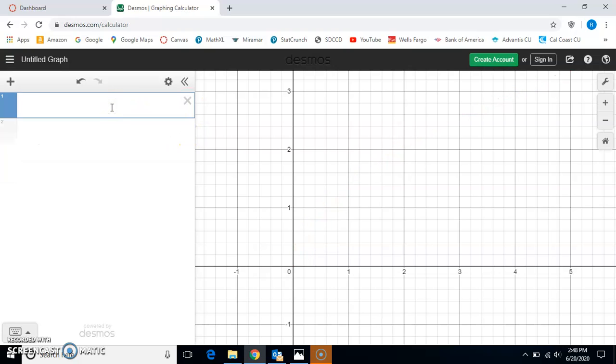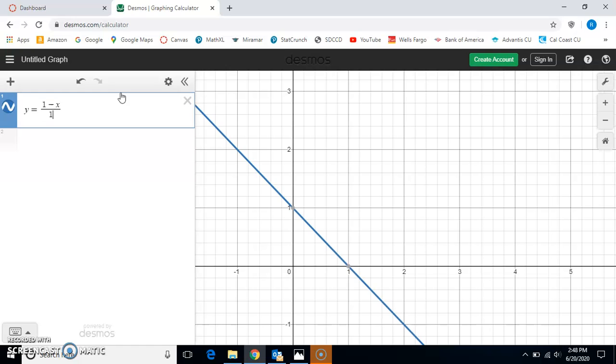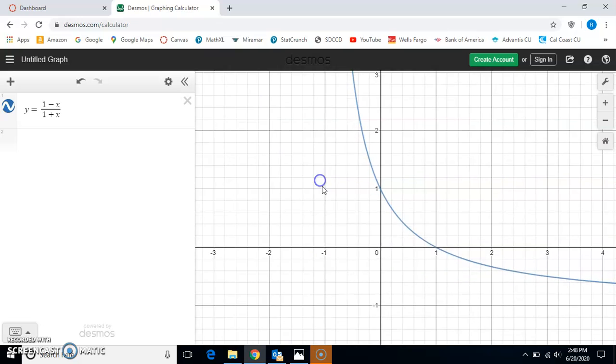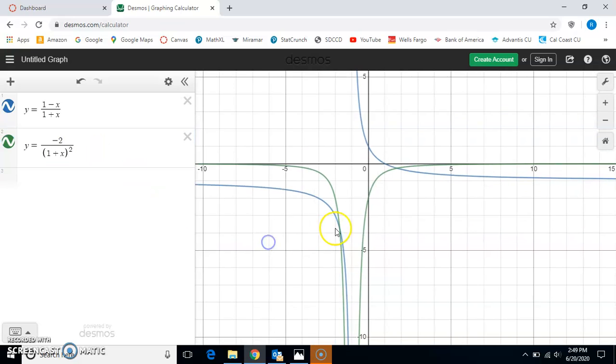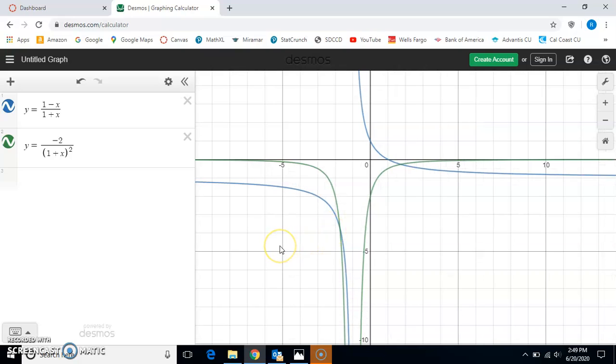And then finally, we were looking at y equals 1 minus x over 1 plus x. And if we zoom out, we see that there's a vertical asymptote there at -1. Our derivative function was y equals -2 over 1 plus x squared, that green right there. And that's a kind of interesting comparison. So, yep, it also has a vertical asymptote at -1, which we would expect.